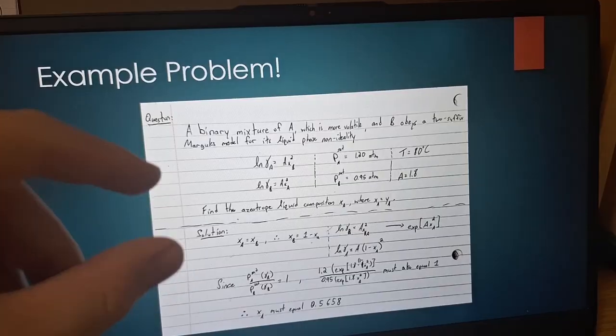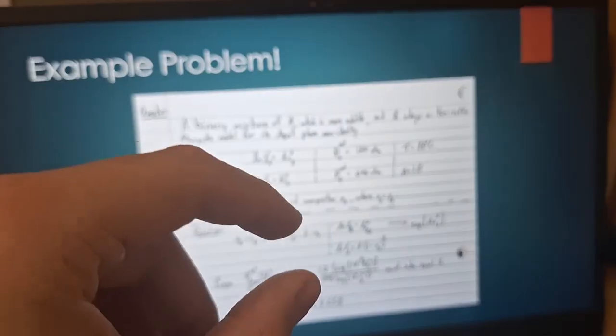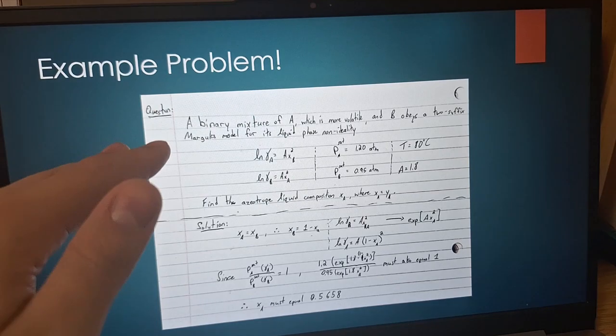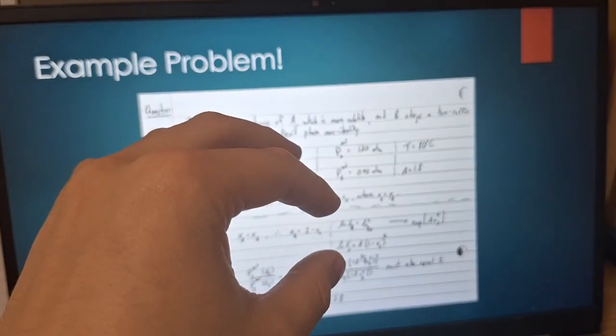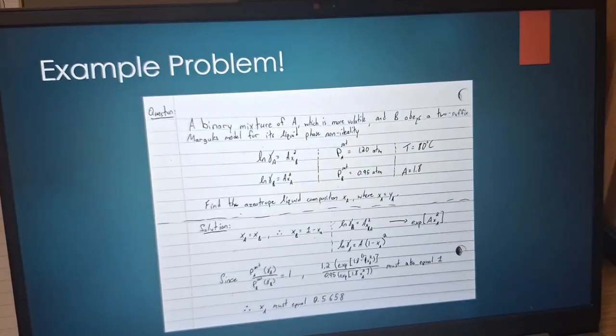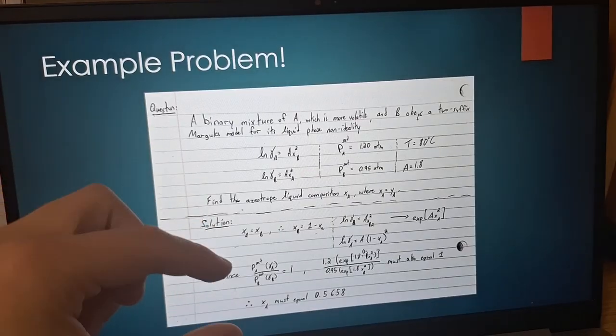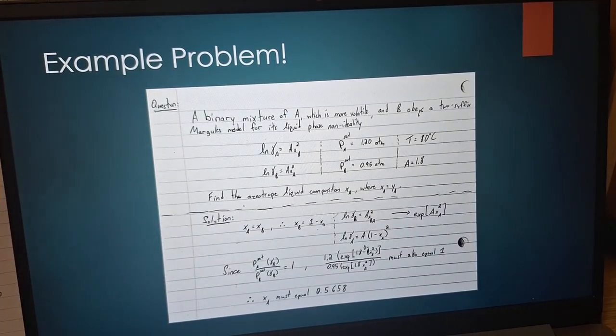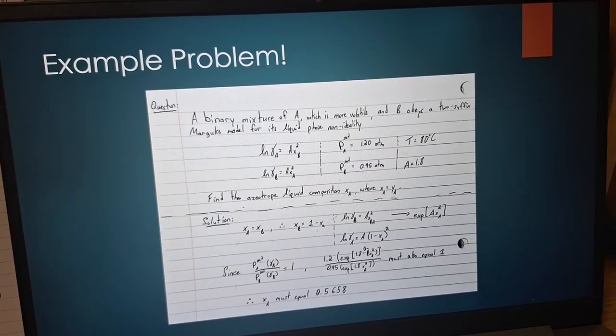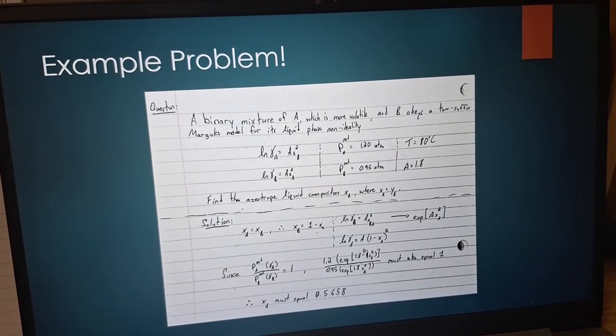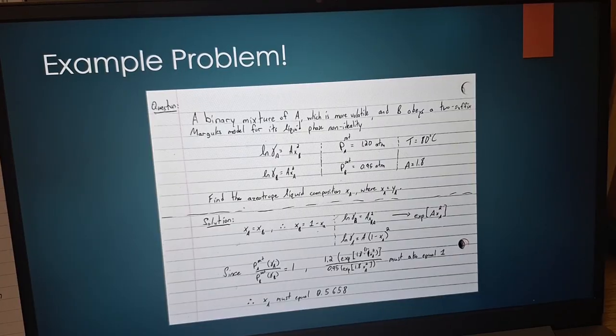So what we first did was we converted component B over to component A, so we don't have component B in the equation anymore. We solved for the activity coefficients, and then plugged them into the azeotropic equation. And overall, we found out that the azeotrope forms at a liquid composition of about 56% of component A.